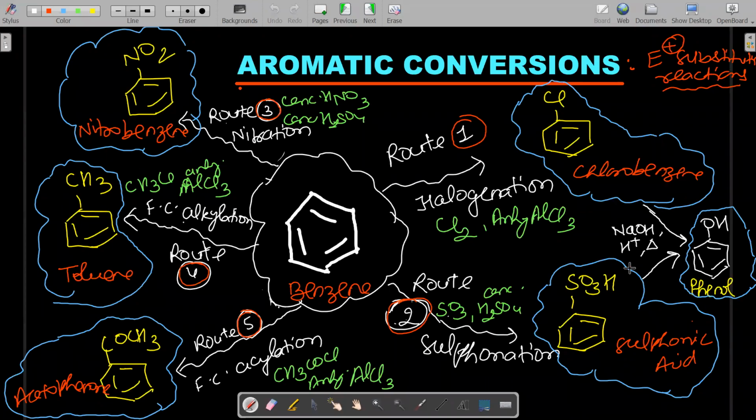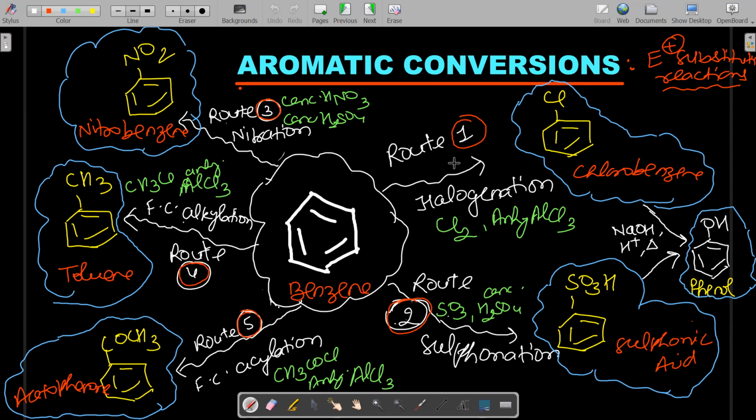Good morning, students. So today we'll discuss aromatic conversion. In aromatic conversion, what is the basic compound? What is the starting compound? That is benzene. Using benzene, we will do so many types of conversions. Benzene basically shows electrophilic substitution reactions. So we'll follow the conversion using these routes.